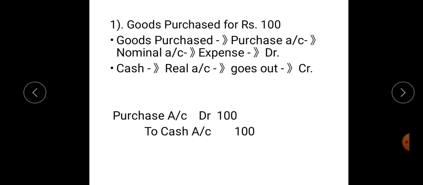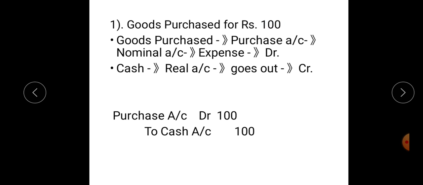Now, I have already discussed that when purchase account is there, it is treated as nominal. Why? Because we buy goods for the purpose of selling it. That's why it is money spent to generate income, and that's why it is my expense. As this is my expense, and as per the rule of nominal account, all the expenses are debited, so purchase account will be debited.